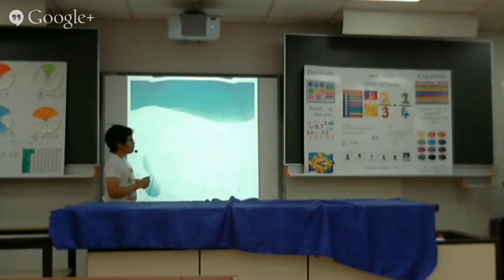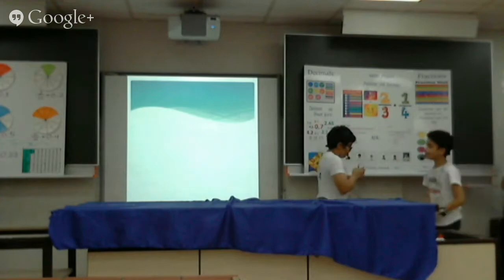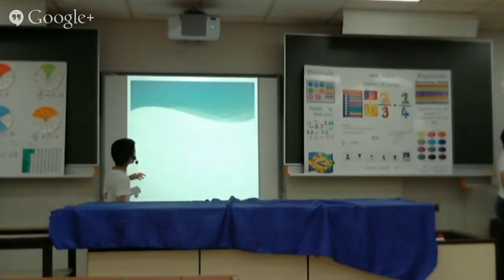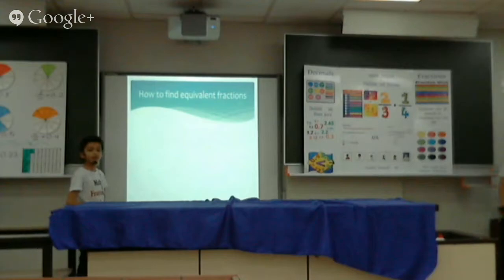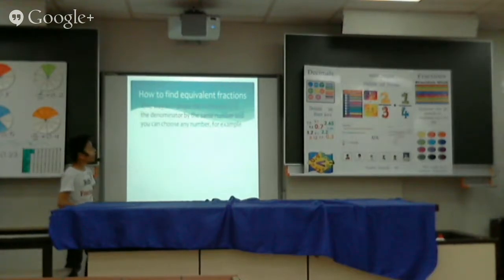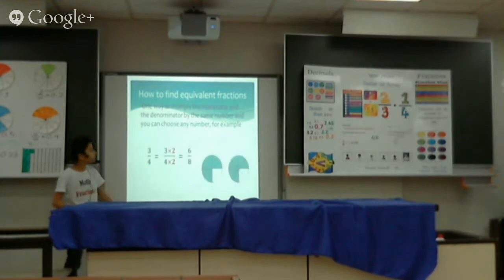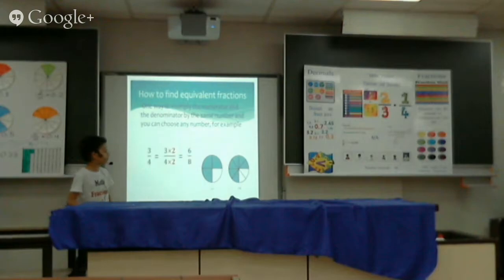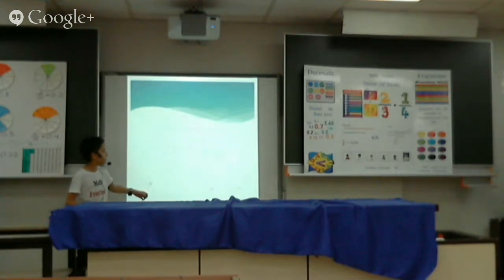And the next slide is with Hamid. How to find equivalent fractions. One way is to multiply the numerator and the denominator by the same number, and you can choose any number. For example, 3/4 equals 3 times 2 over 4 times 2, which equals 6/8. This model shows 3/4 and 6/8.